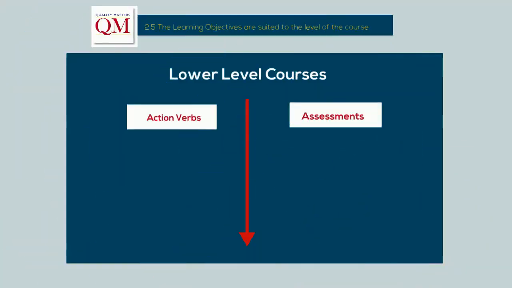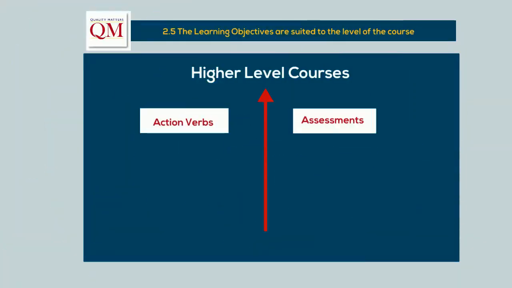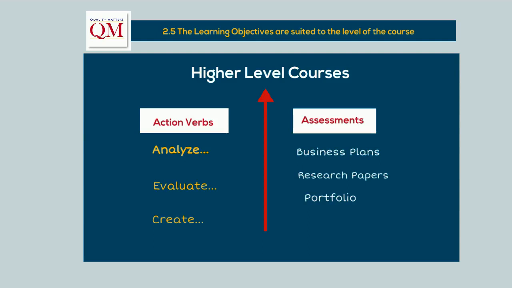In your lower level classes, you would use action verbs such as list, explain, or classify. And some of the assessments might be discussion boards, concept maps, posters, or tests. In your higher level courses, you could use action verbs such as analyze, evaluate, create, and some of your assessments can be build a business plan, do research, build a portfolio, or do a case study. These are higher level tasks.